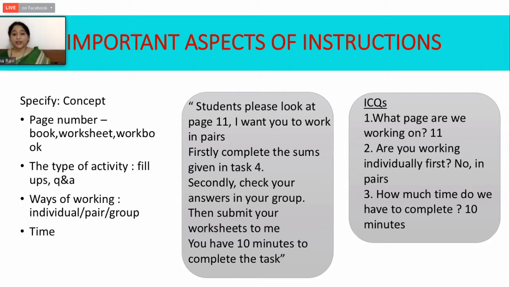Secondly, check your answers in your group, and then submit your worksheets to me. You have 10 minutes to complete the task. So again, my ICQs will correspond with my instruction.